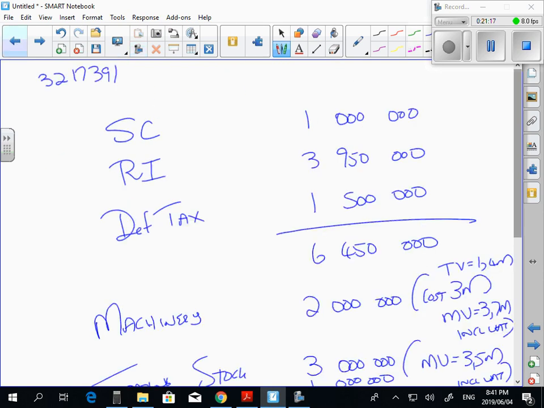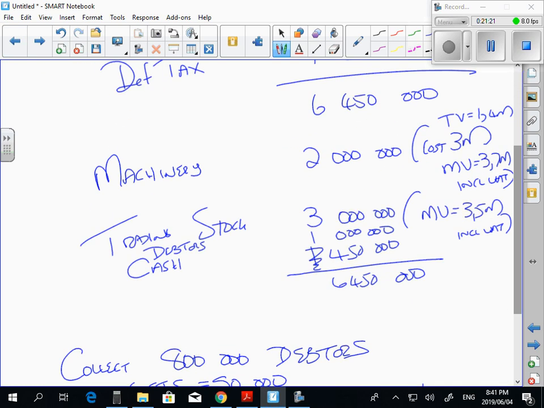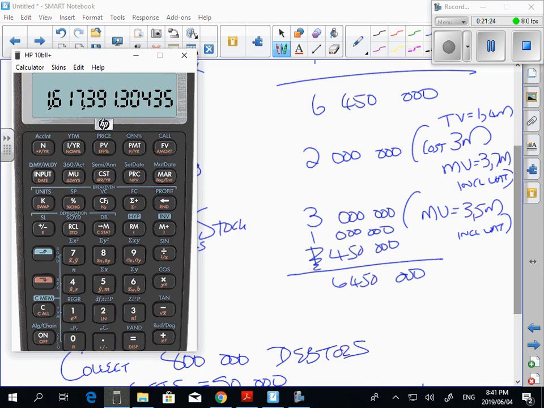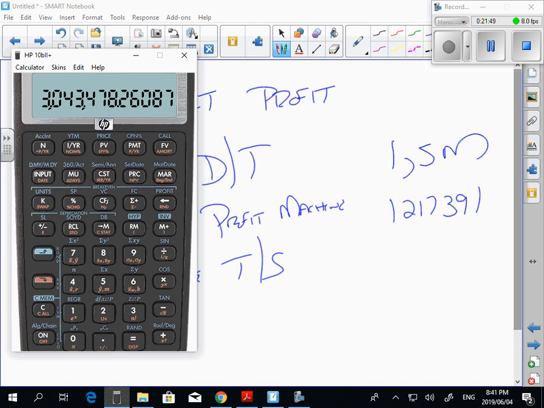Back to the question. Next asset, trading stock. Cost 3 million, market value 3.5, including that. So 3,043,478. Guys, comfortable with that? So in my accounting calc, what's going to happen? I'm going to have profit on sale of trading stock, and that would be 43,478.